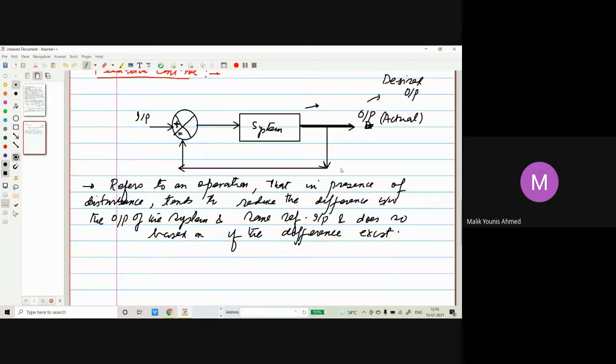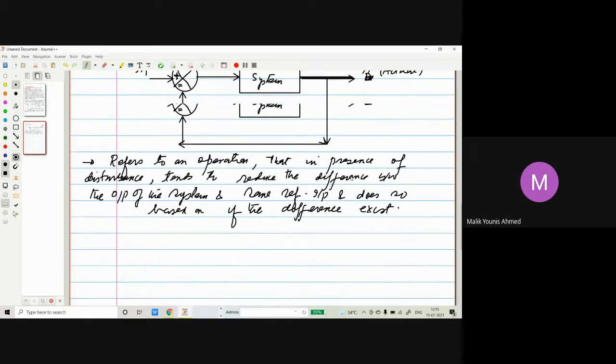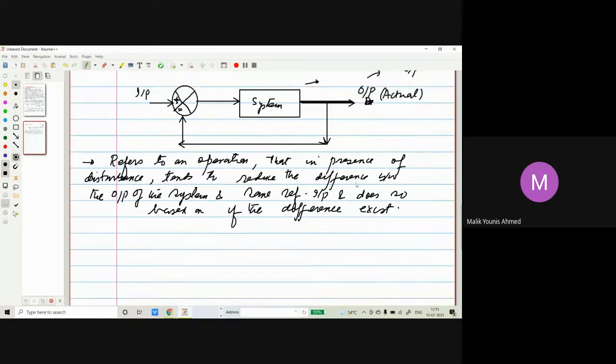They should be equal. Ideally, they should be equal. There should be no difference between the reference input and the output. So if this is fine, then we need not operate the feedback control. But if there is difference, it will tend to reduce that difference in presence of the disturbance. It will tend to reduce the difference between what? Actual output and the reference input. And if the difference exists. Okay? Here, what will happen?